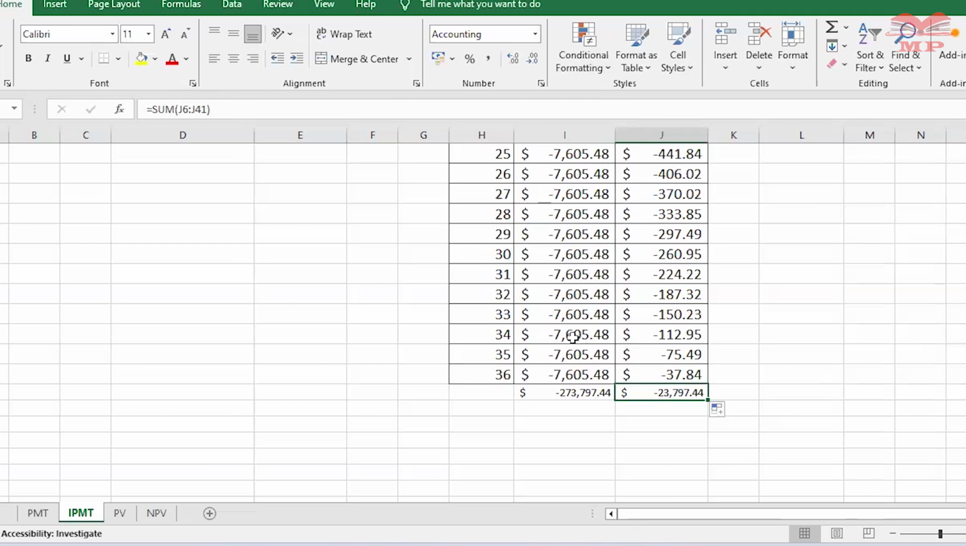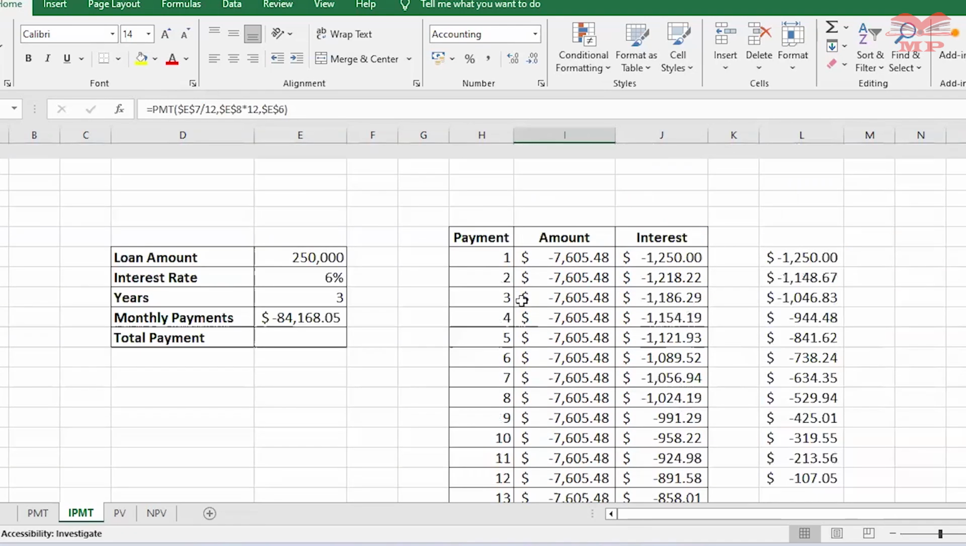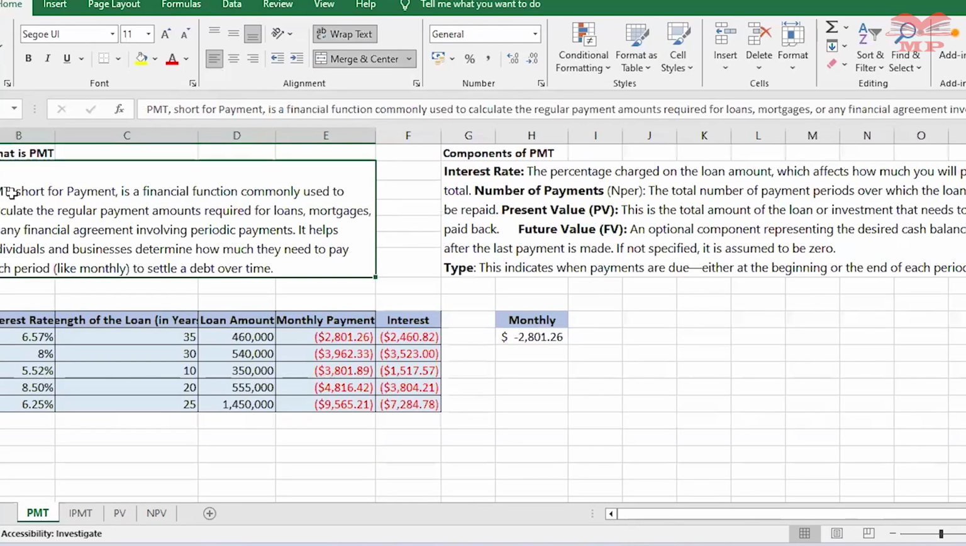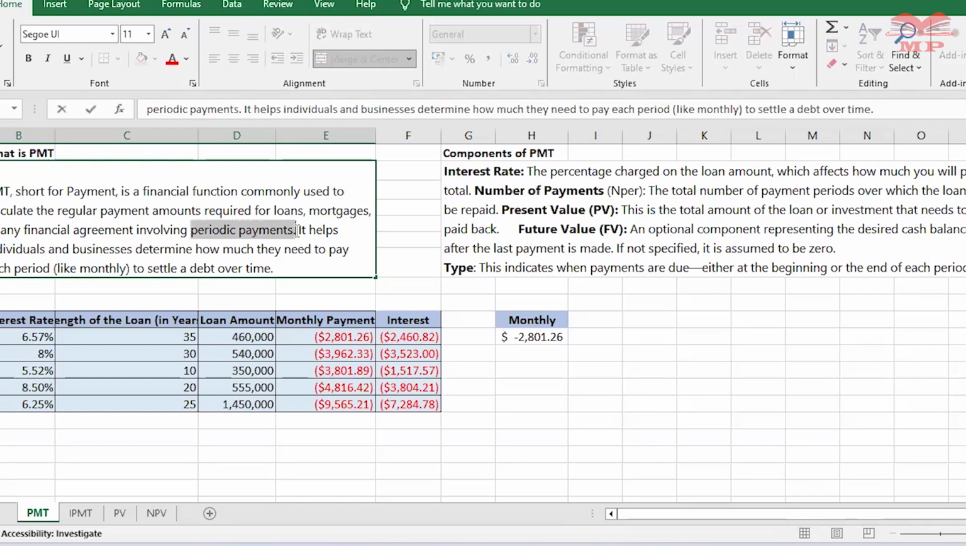What I want to do is not to overwhelm you with too much information. So today we have looked at 2 functions. Okay, if I can go back to where I had my notes. PMT is short for payment. It is a function that is common. It's used to calculate regular payment amounts required for loans, mortgages, or any financial agreement involving periodic payment. That periodic payment is an important statement because it is not necessarily all the time. It is common for you to pay every month, but there could be instances where you pay every quarter. So you need to keep that in mind when you're doing the calculation.